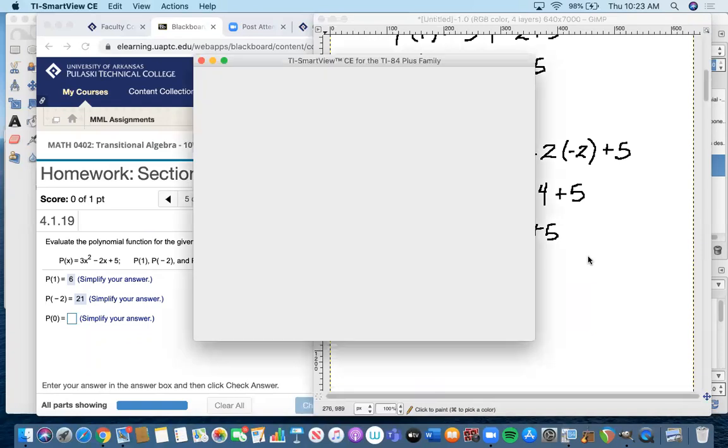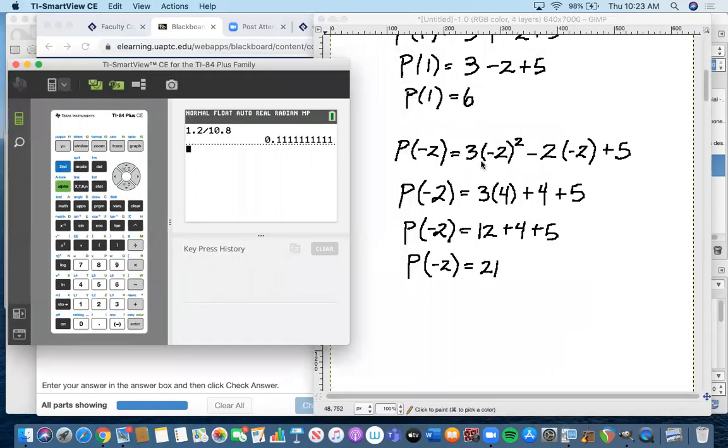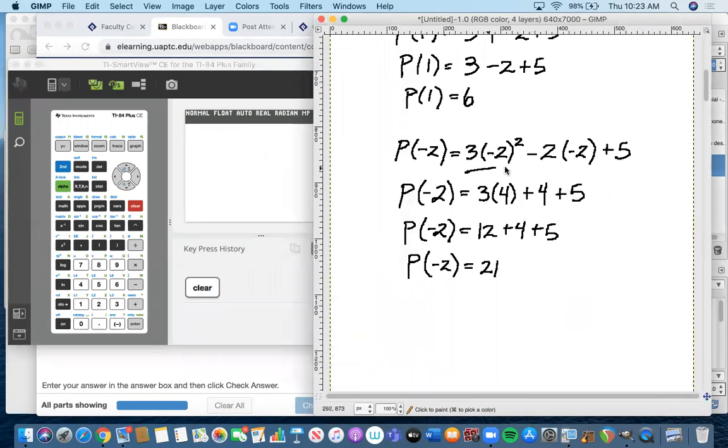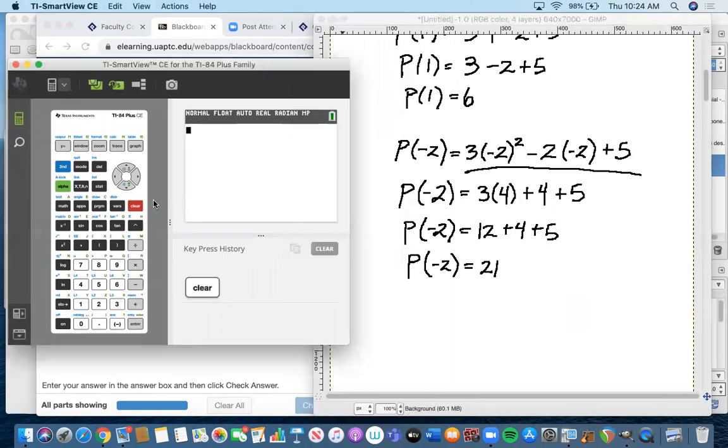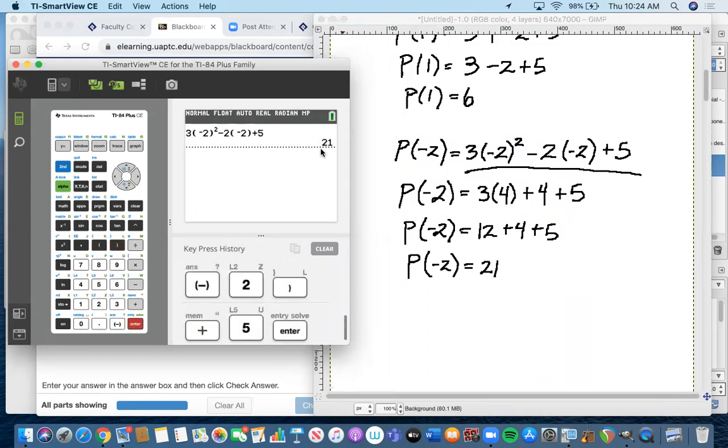All right, so let me show you, let's say you're not feeling super confident about getting that p of negative 2. If you want to do this in your calculator, you want to go to this line right here. Once you plug the negative 2 in for x, you can just enter that line in the calculator, and it's going to give you the correct answer. So you go 3, and then open parentheses times negative 2 squared, then minus 2 times negative 2 plus 5, and then it gives you the answer 21. So if you want to use your calculator, it's just like that.